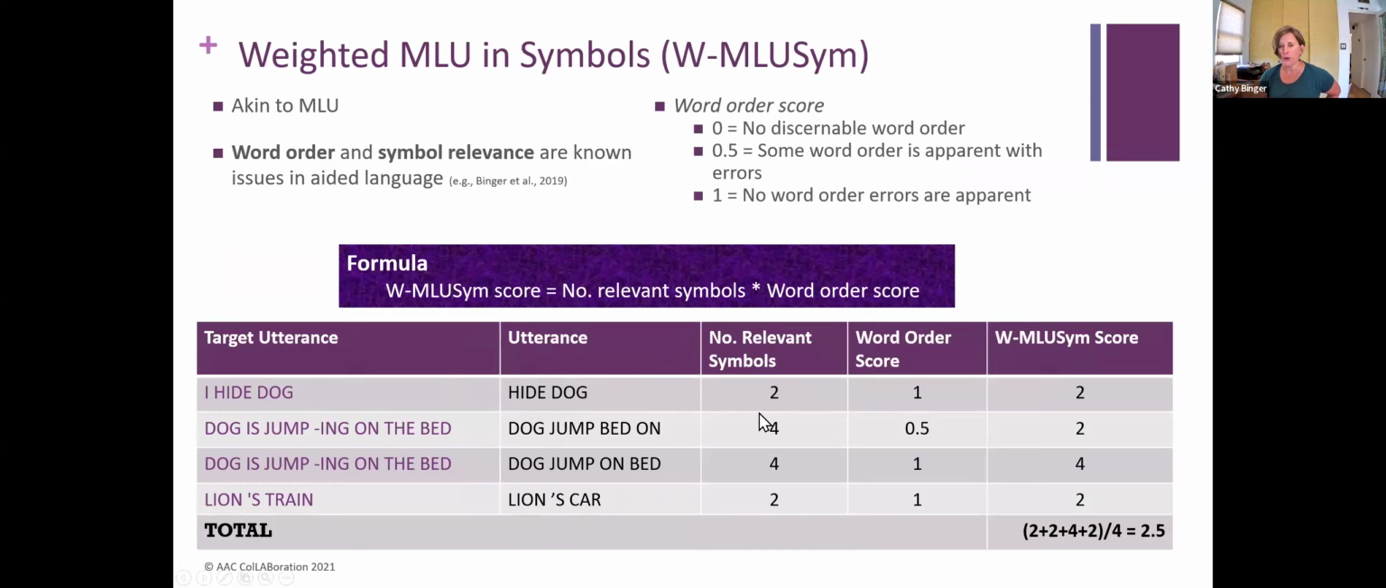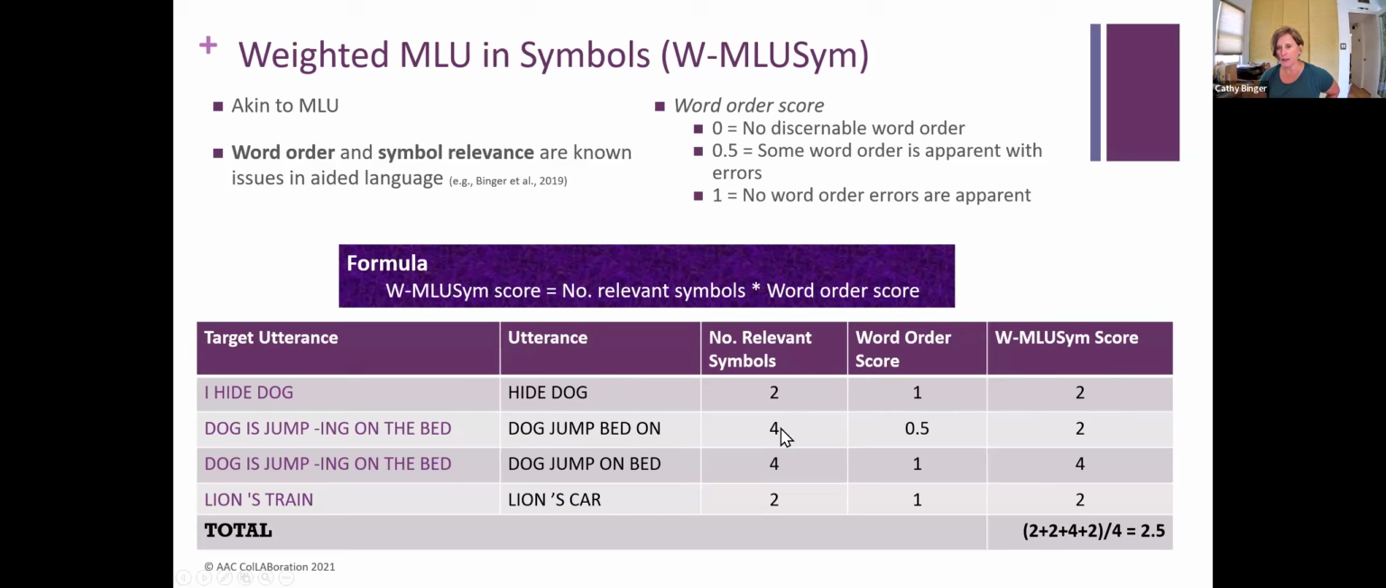And there's nothing wrong with their word order, right? "Hide dog" is fine. They didn't say "dog hide." They said "hide dog." So the word order score is a 1. So 2 times 1 is 2. Their weighted MLU sim score is going to be a 2. So use the formula here, and that's a 2.